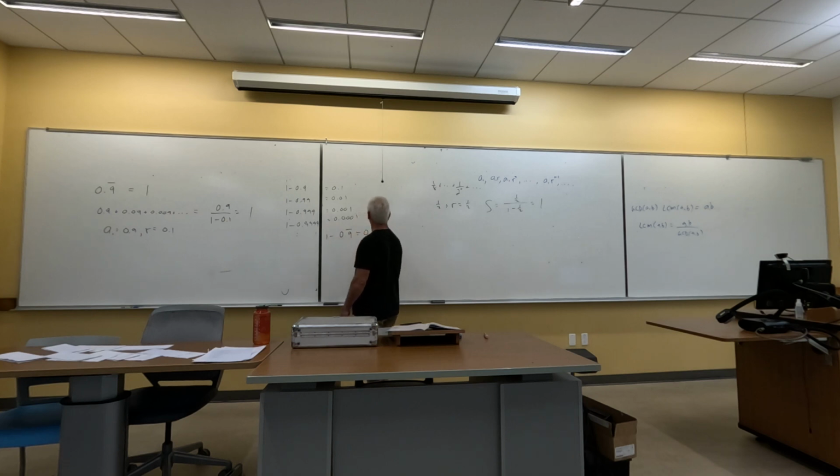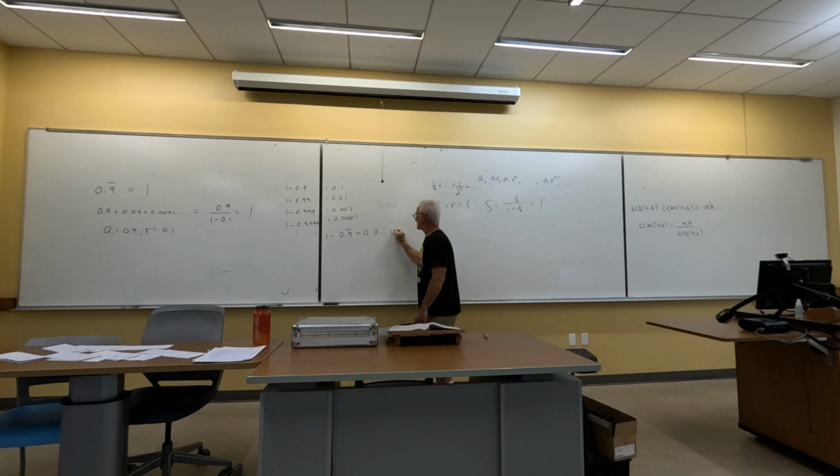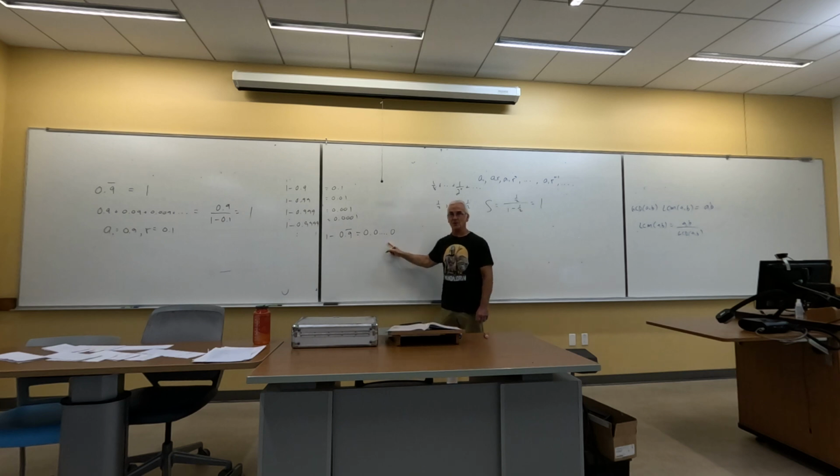Well, it's 0 point... how many zeros are there before the first non-zero number? Well, how many 9s are there? Infinitely many. So how many zeros are there? Infinitely many. Do you ever get to a non-zero number? No.